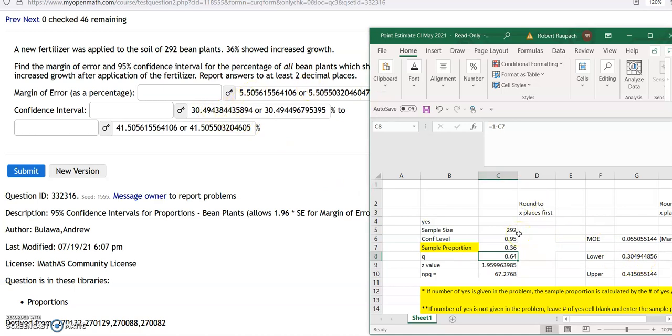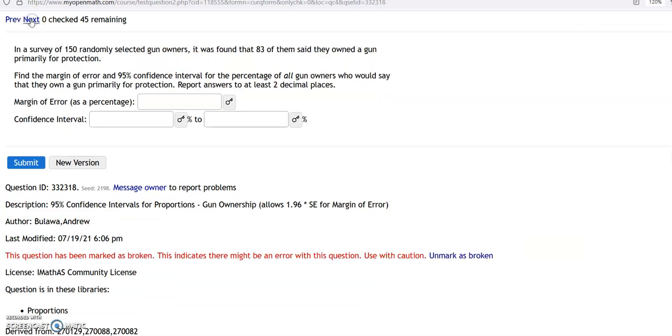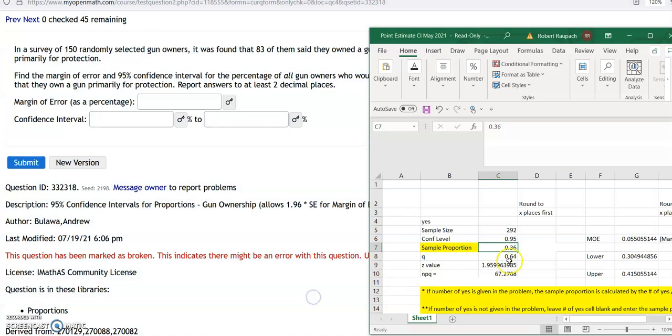But the bigger issue is that now, if you go back and do a problem where it gives you the number of yes over samples, like this one, watch what happens. Because I put in manually 0.36 for this one, 83 over 150. See, it still says 0.36 because I altered it.